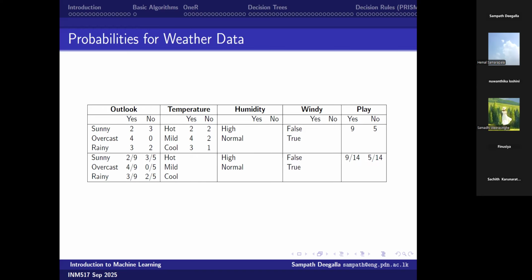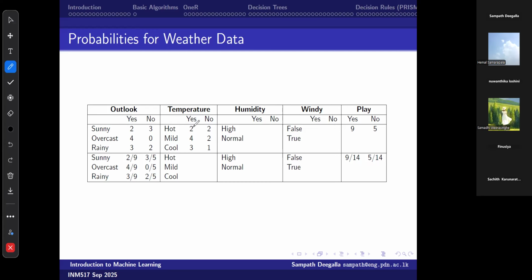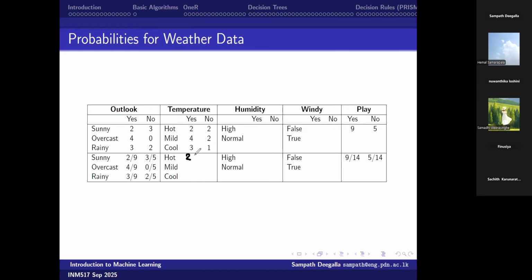So calculating these probabilities, together we have 9. So we'll divide. This is 2 out of 9. This is 4 out of 9. This is 3 out of 9. Similarly, this will be 5. 2 out of 5. This is 2 out of 5. So here 1 out of 5.